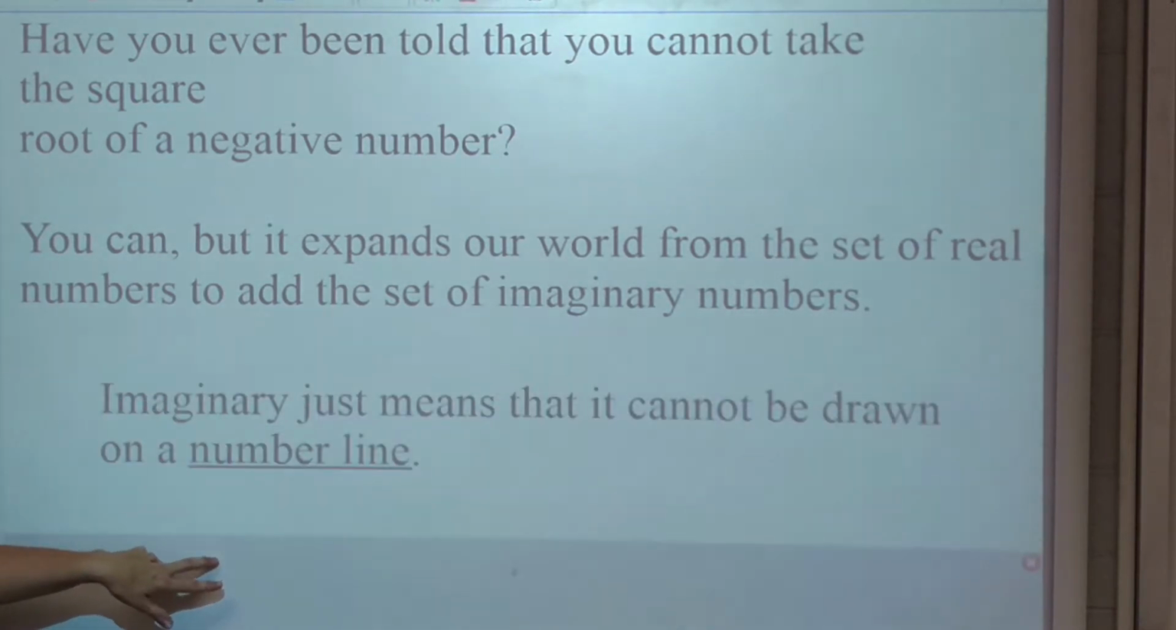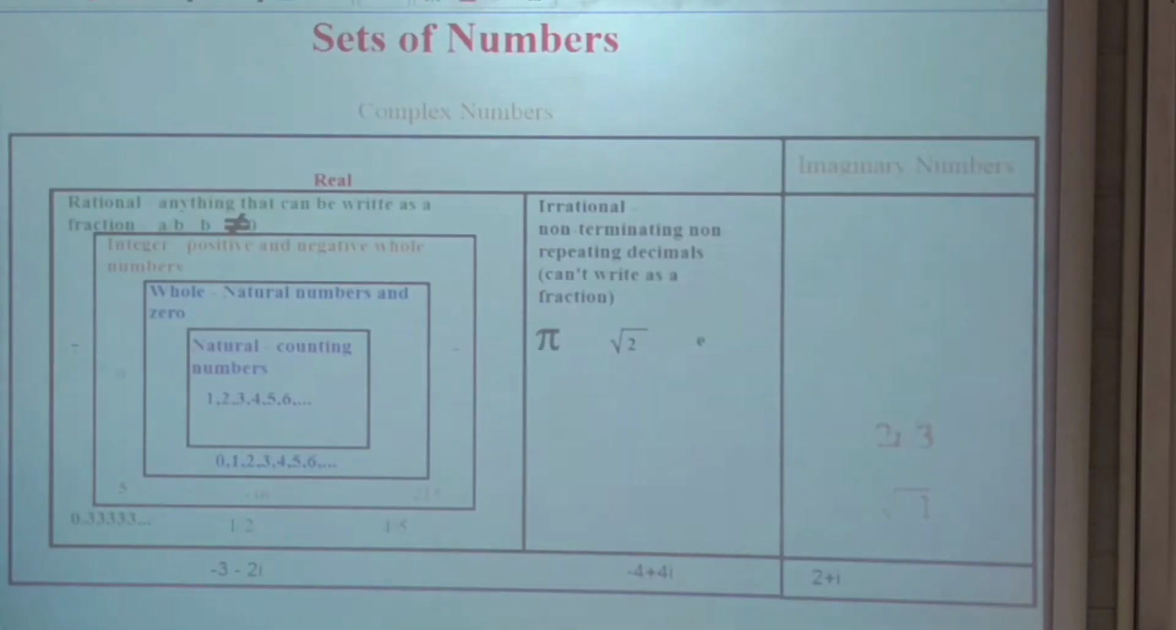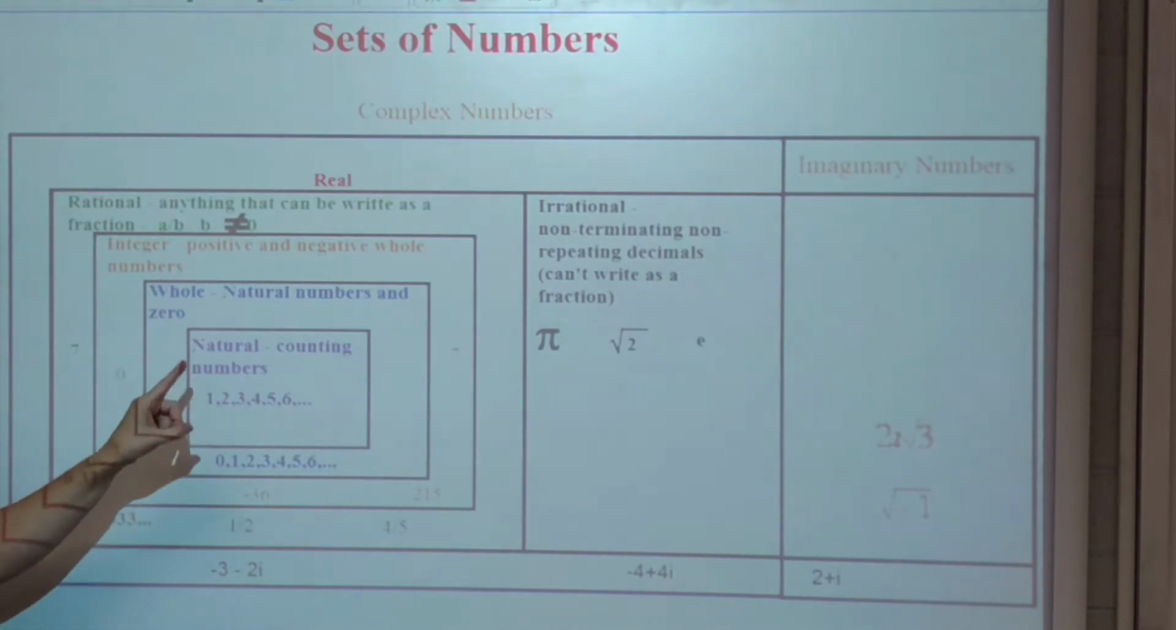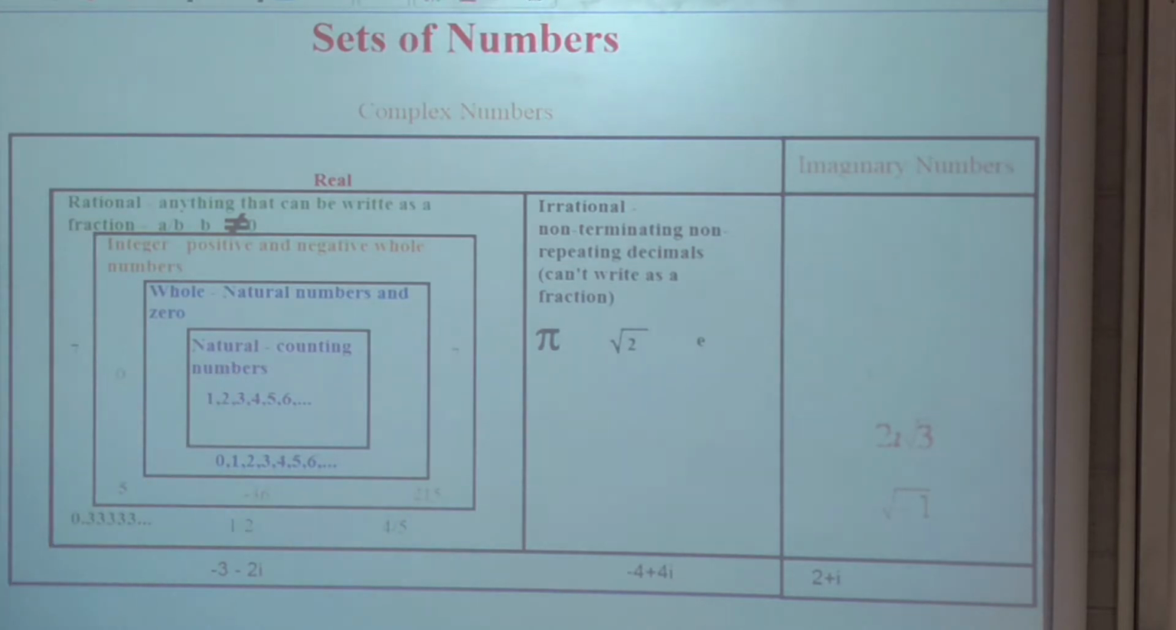And what that's going to look like, an imaginary number means that it can't be put on a number line. It's not something you can actually draw on a number line. Alright? So if you think about it, this is our number system, all the different sets of numbers that we start with. When we're really, really little and we're learning to count, it has to be things we can pick up and hold. 1, 2, 3, 4. These are our natural or our counting numbers.